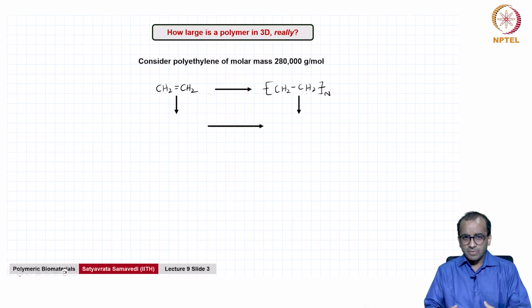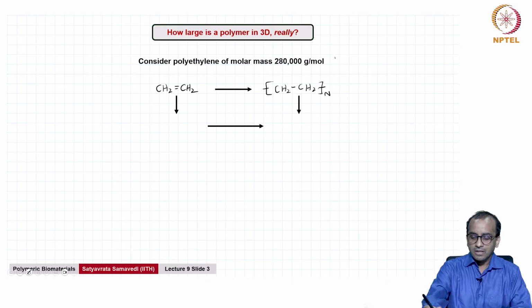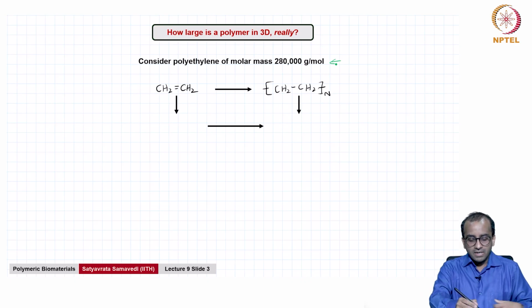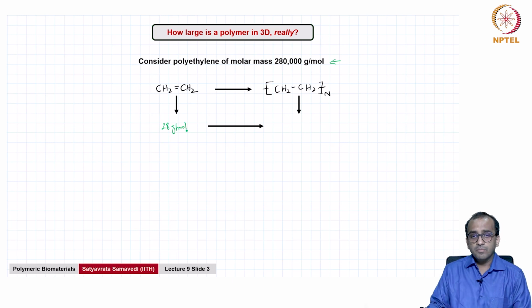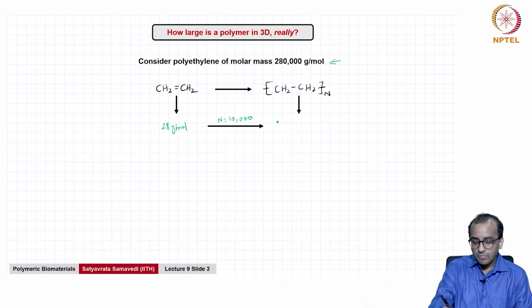So, we will start with that question first, which is, how big is a macromolecule or a polymer really in 3D? Now, for that we will start with our familiar example of polyethylene of say molar mass 280,000 gram per mole. On the left side you have ethylene, which is simply 28 gram per mole, and let us assume N is 10,000. This will lead to polyethylene of molecular weight 280,000 gram per mole.